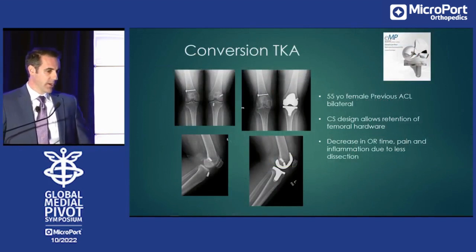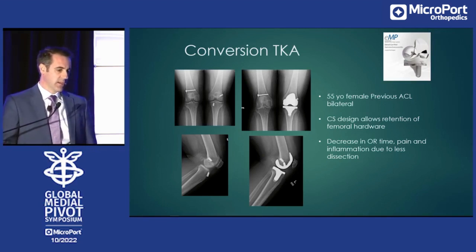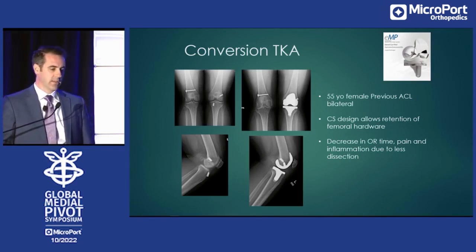So another patient with some hardware in place. I think we're going to see these more and more commonly as patients start to get through their ACL or previous surgery. You're going to need some total knees. And not removing hardware, I think, is an easy way to improve your OR efficiency and help them through their rapid recovery a little bit better. There's less dissection. And if we can use this MP design to leave that hardware in situ, I think that's better for the patient overall.